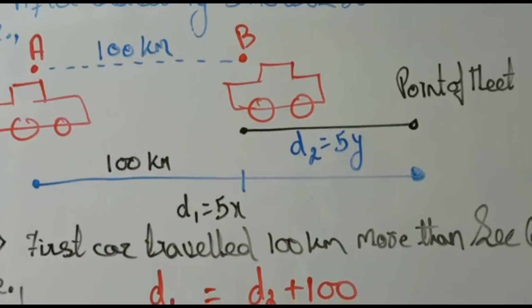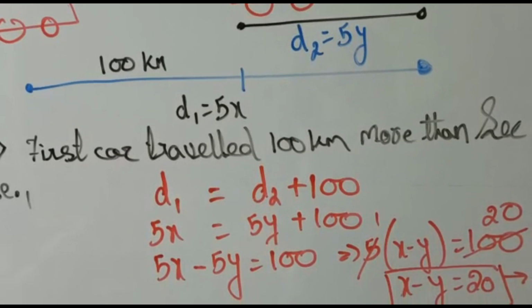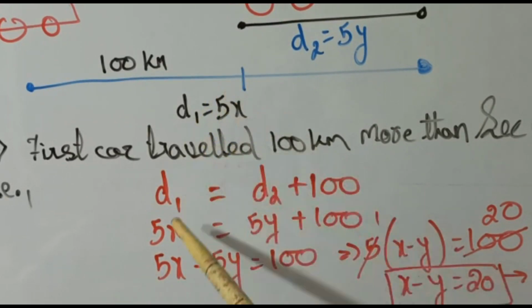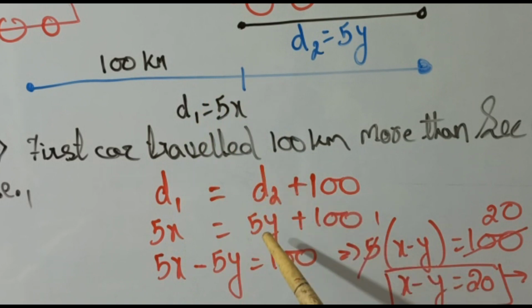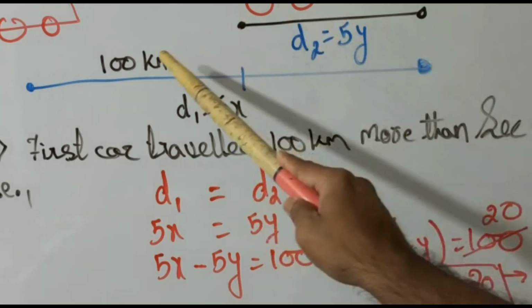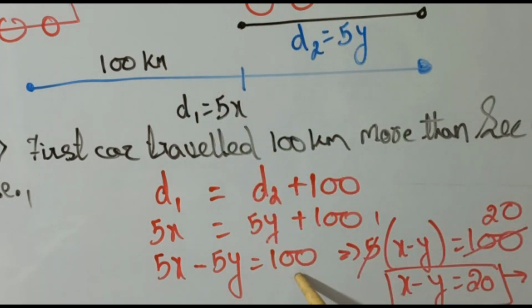If you check the calculations, we can go straight there. The distance traveled by the first car we have given as 5x, and the distance traveled by the second car is nothing but 5y plus 100, the gap between both of them. If I transpose that 5y to the other side, it becomes minus 5y, and 5x minus 5y is equal to 100. This is the relation we are getting, where the difference of both distances, 100, is given.